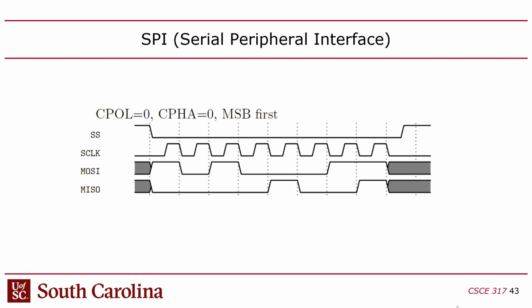Okay, so what's happening here is that in this setup, on the first rising edge of the clock, and the first edge is going to be a rising edge because CPOL is 0, I'm going to capture the data on the receiving end.